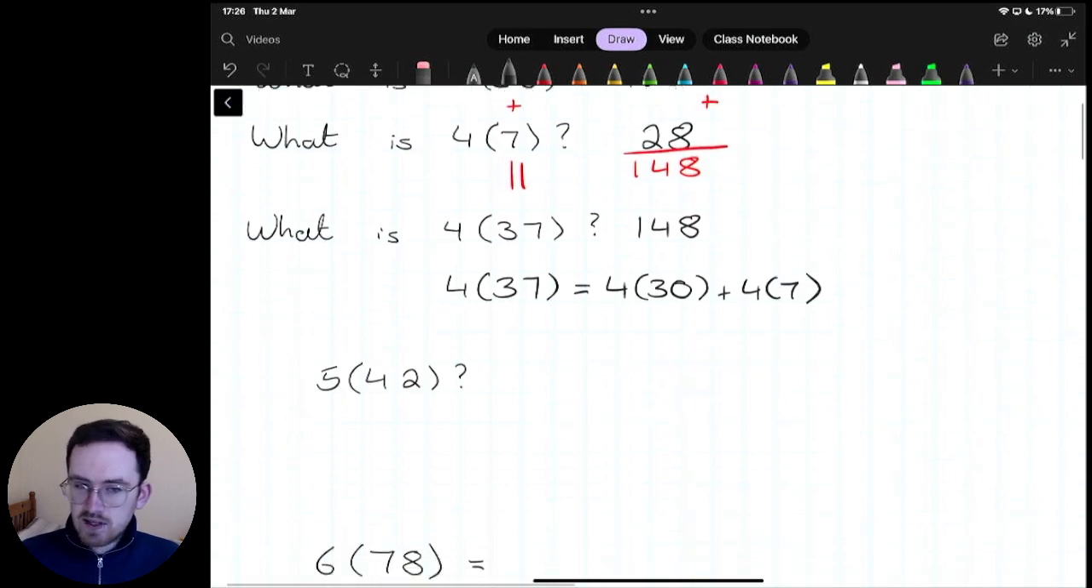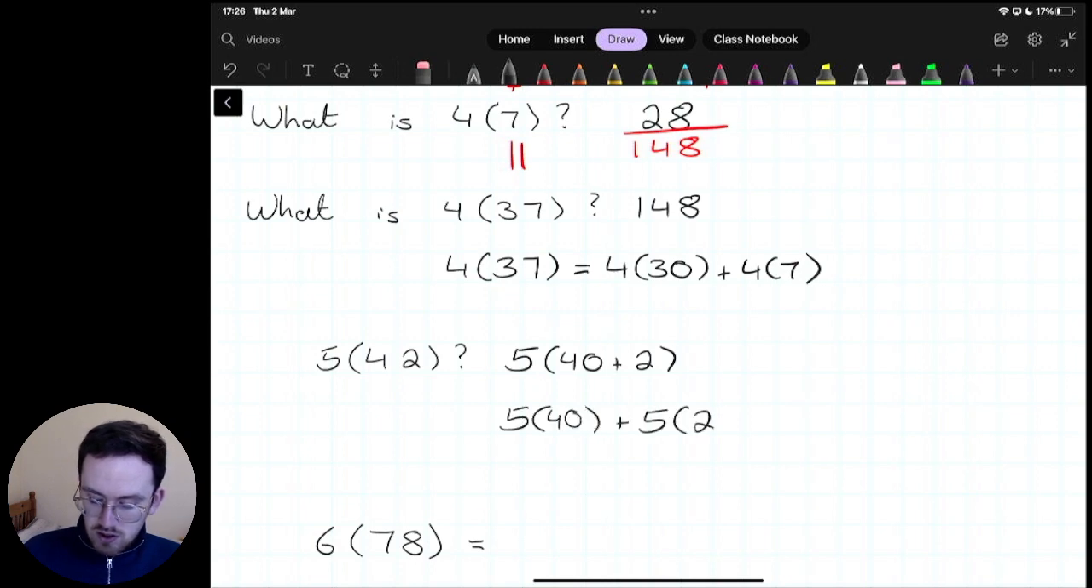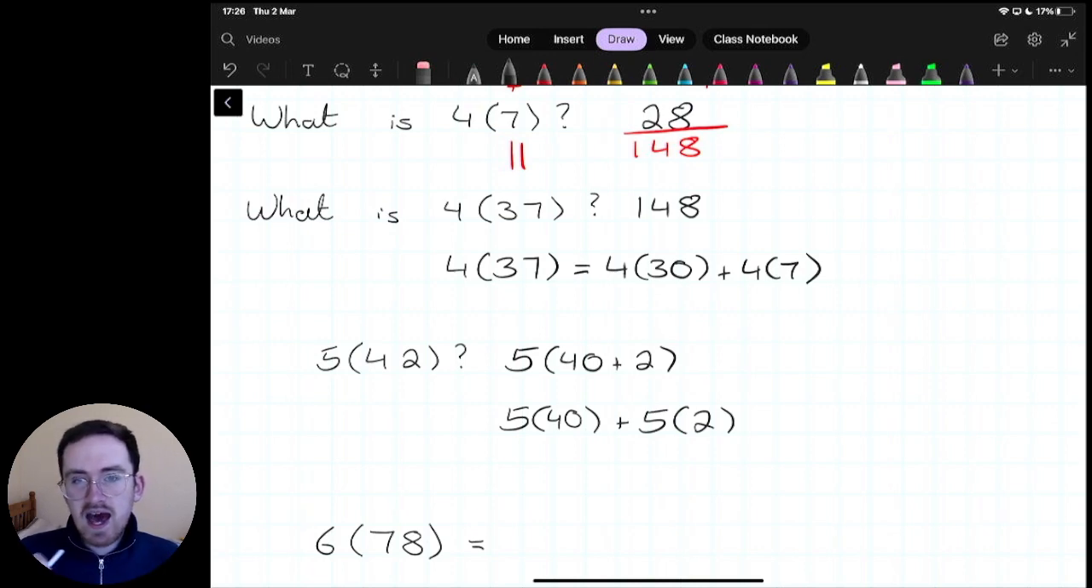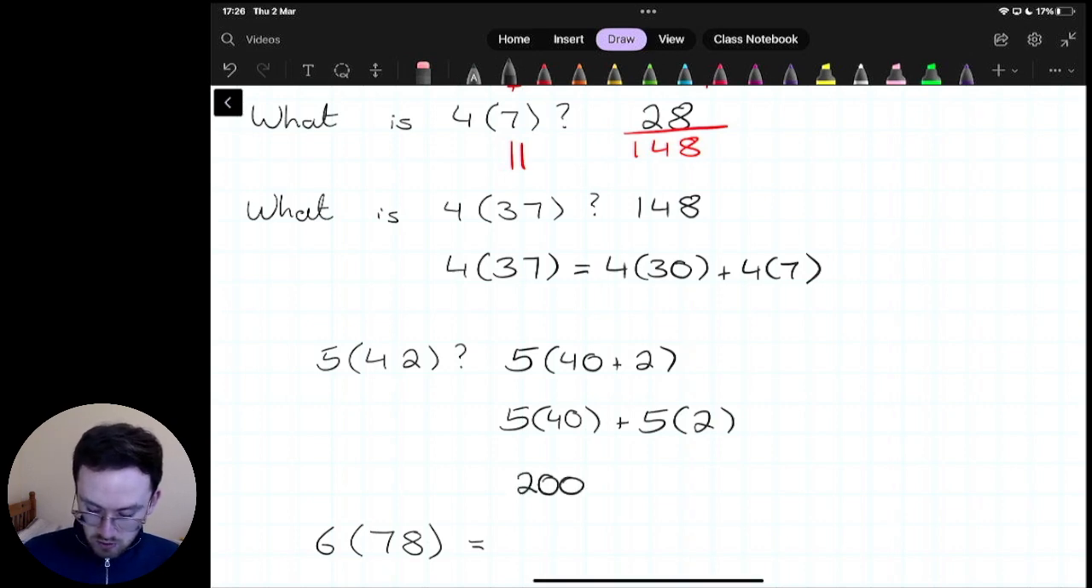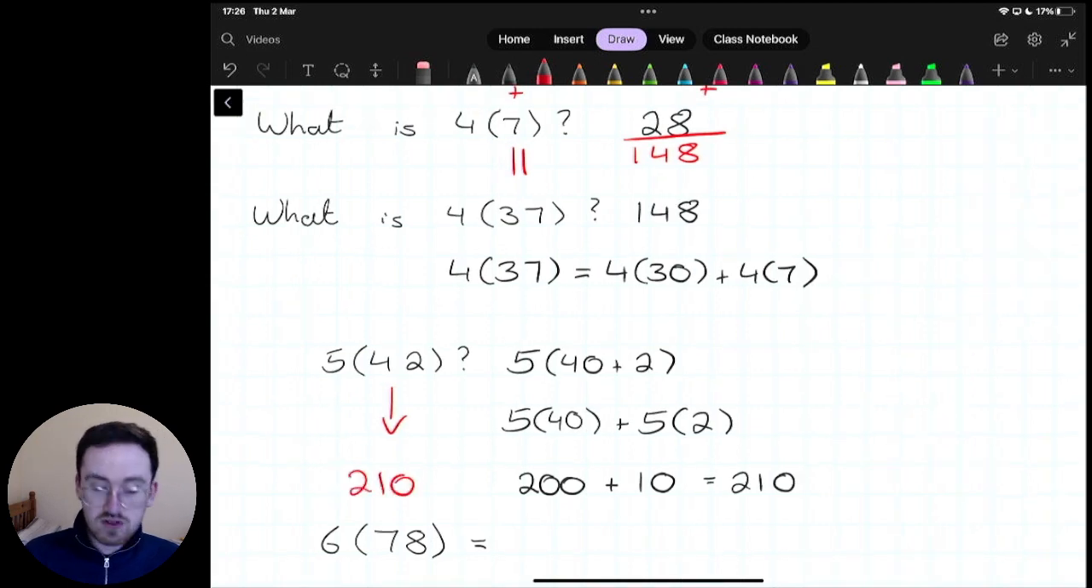We can see the same thing with 5 multiplied by 42. We could rewrite that as 5 multiplied by 40 plus 2, which is 5 multiplied by 40 plus 5 multiplied by 2. So the first step there was to split it up within the bracket and then to split up the bracket itself. 5 multiplied by 40 gives me 200 and 5 multiplied by 2 gives me 10, so my answer is 210. And if we do 5 multiplied by 42, we get that same answer of 210. So we can see that this does work.